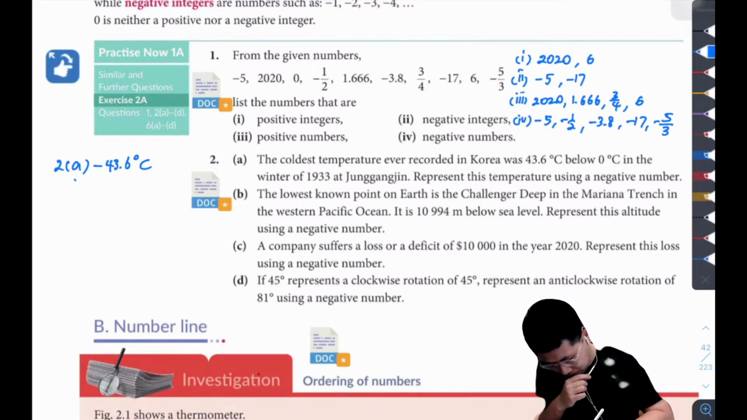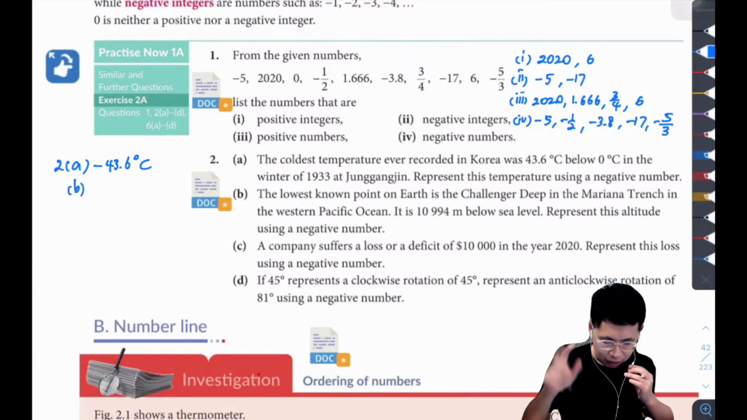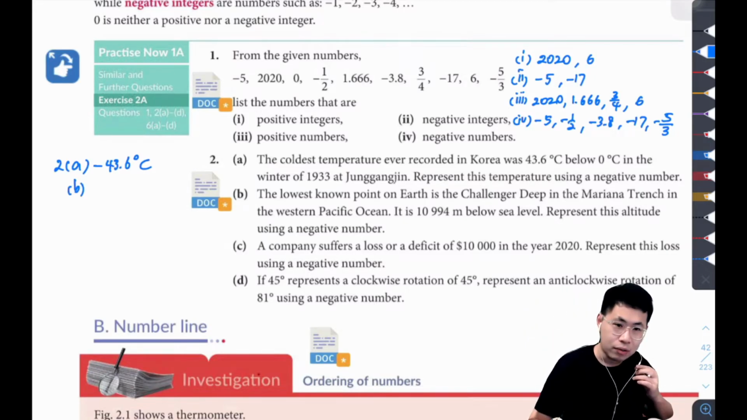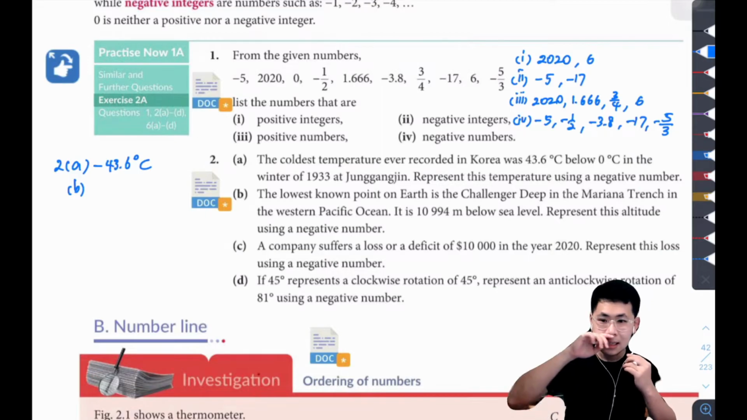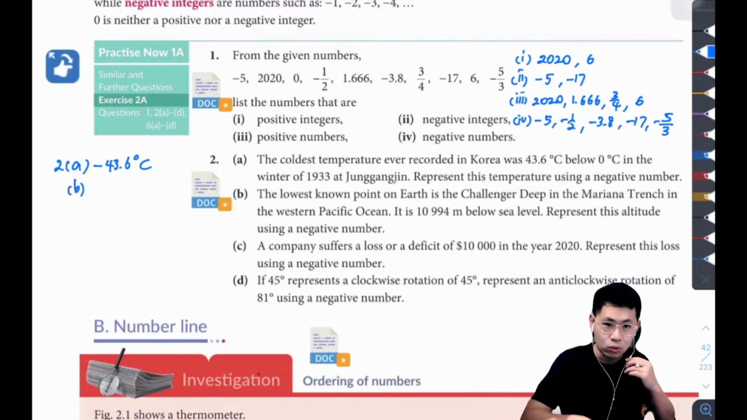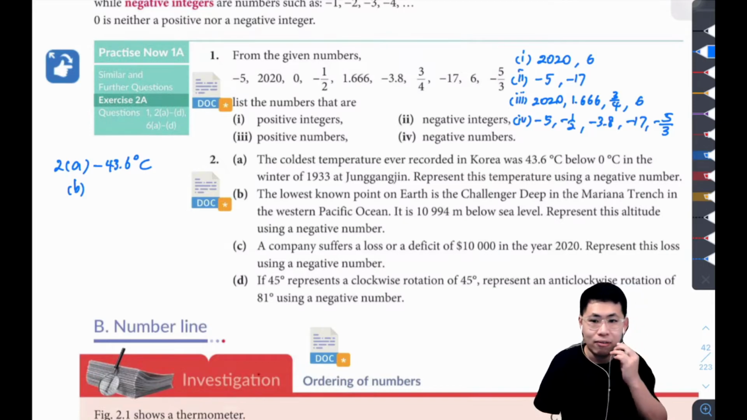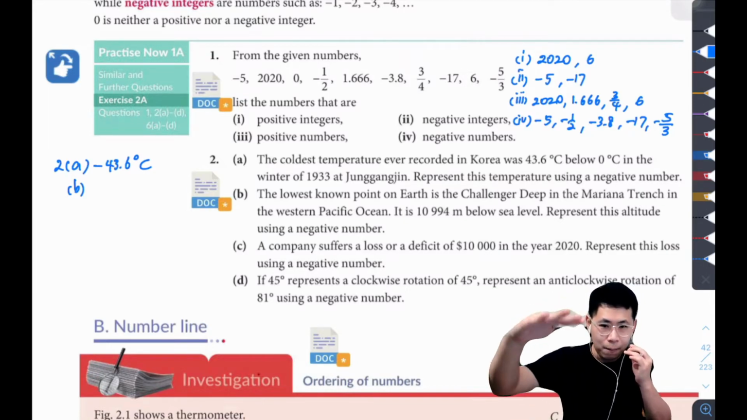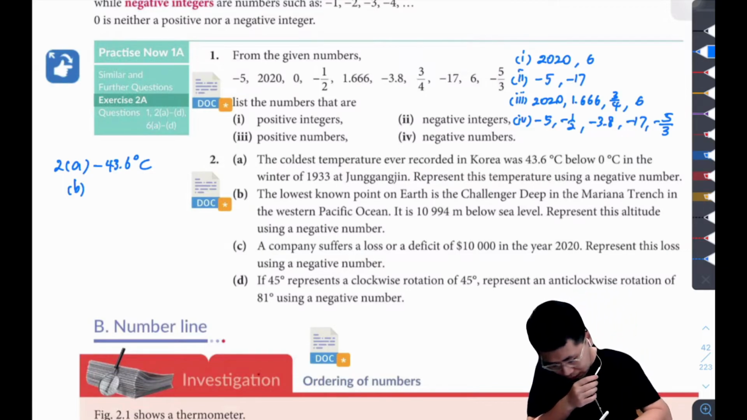Okay, let's look at B. Alright, the lowest point on Earth is the Challenger Deep in what we call the Mariana Trench. It is in the Pacific Ocean. There's a mountainous area within the ocean, and the bottom of it is 10,994 meters below sea level. So we use a negative number to say below sea level. So it's going to be negative, right?